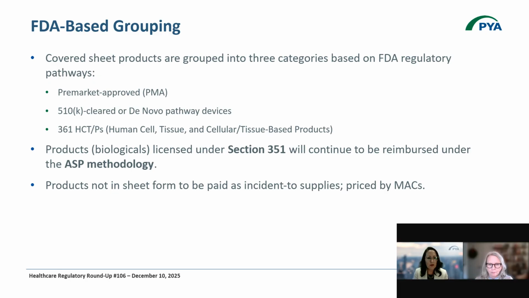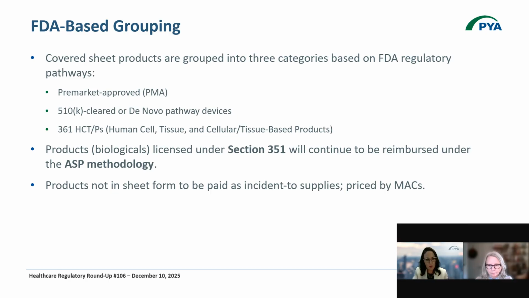So the three categories of service that are applicable to this payment method at the 127 per square centimeter are the pre-market approved or PMA skin substitutes, the 510K cleared or de novo pathway devices, and the 361 HCTP, the human cell tissue and cellular tissue based products. These three are the ones that are applicable to this.